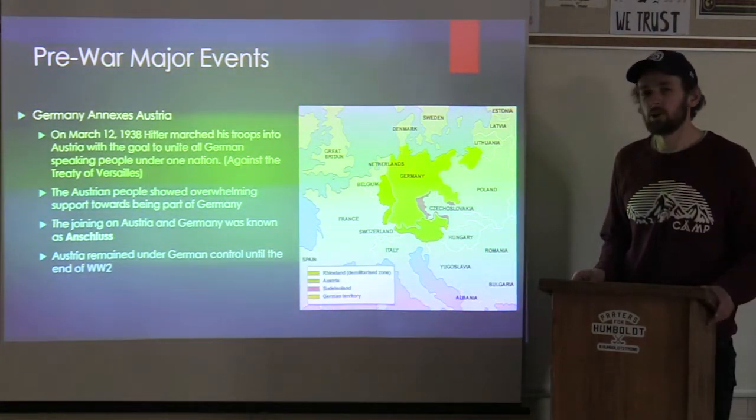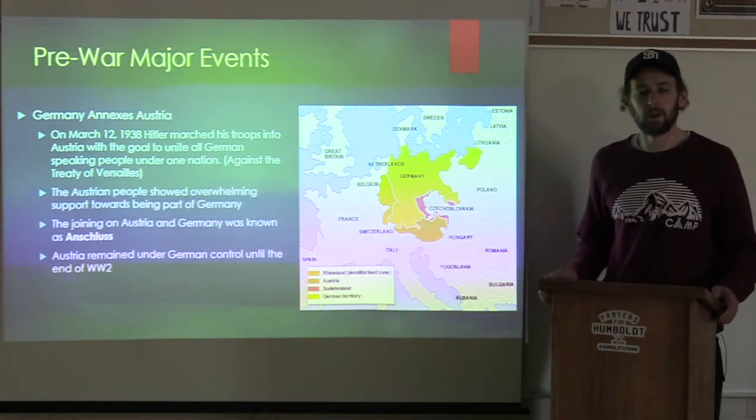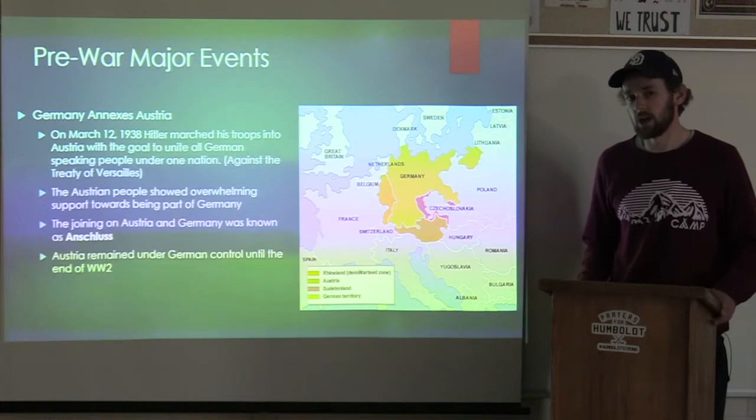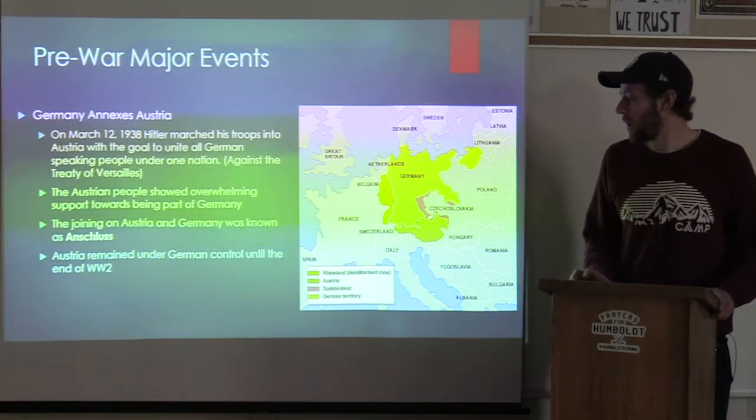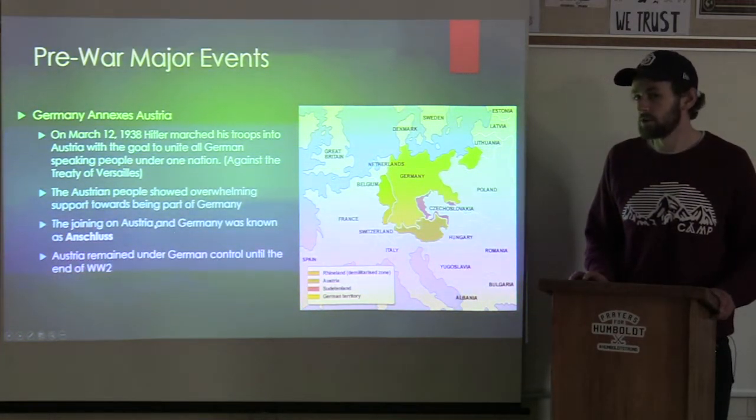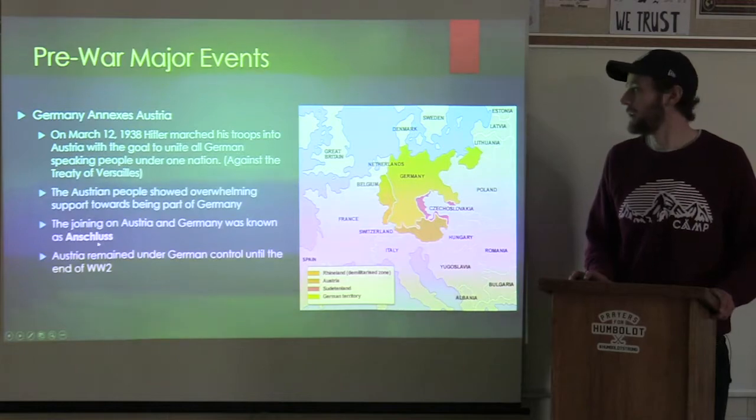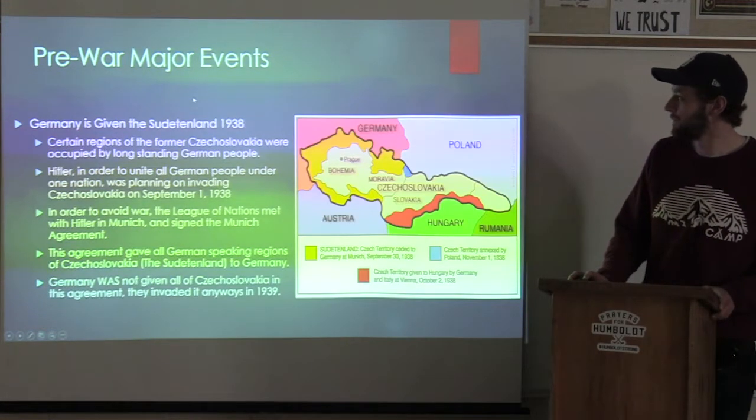The Austrian people are also embarrassed by the Treaty of Versailles, and they decide to reunite under one thing, and this is known as Anschluss. That's the agreement between Germany and Austria. Now, Austria would remain under German control until the end of World War II. If you remember back to the Treaty of Versailles, this was not allowed. But again, the League of Nations just kind of sits back and watches it happen.